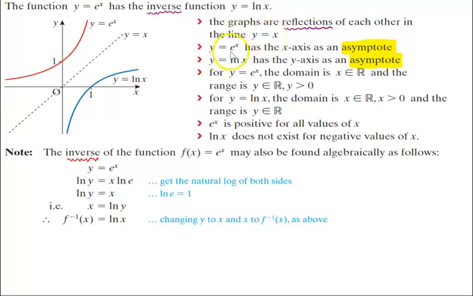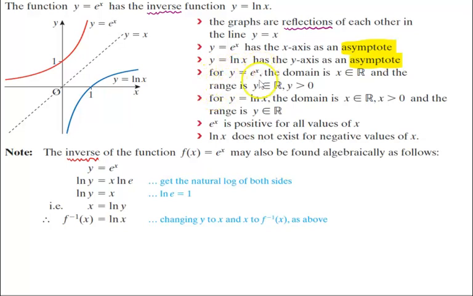Y equals e to the power of x has the x-axis as an asymptote. So that is the red curve. So the x-axis is an asymptote. So the curve gets closer and closer to the asymptote, but it never actually touches it. Y equals ln x has the y-axis as an asymptote. So the y-axis this time is the asymptote. So the curve gets closer and closer to the y-axis, but it doesn't actually touch it.